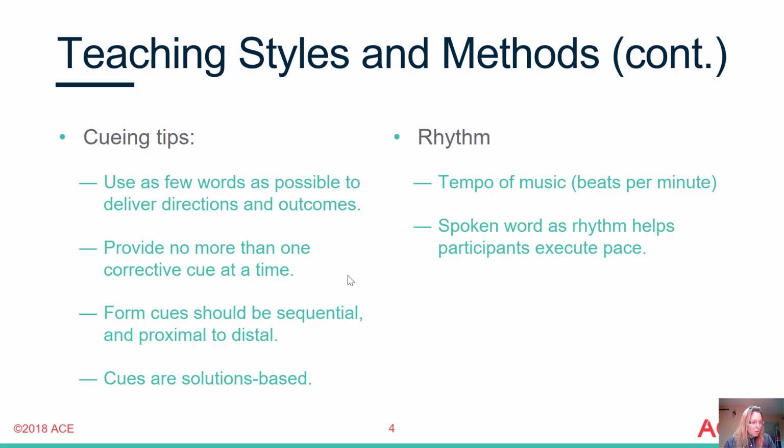Also, form and corrective cues should be sequential, starting with the trunk, which is proximal, right? Proximal stability, and then moving to the extremities, the distal stability, unless the gross errors are critically apparent in the specific area of the body. So they should be sequential, starting proximal, right, closest to the center of gravity there, and then going more distal out to those extremities. Cues should also be positive and solution-based.